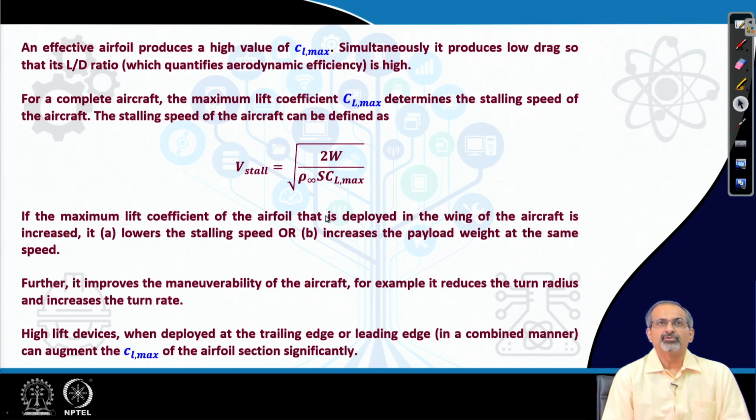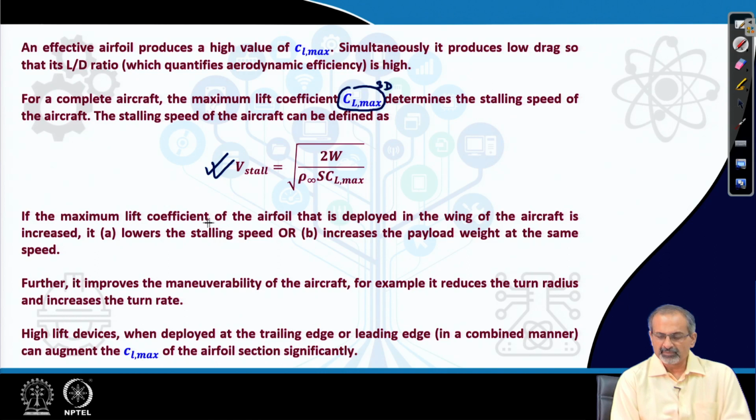An effective airfoil produces a high value of CL max and simultaneously it produces low drag, so that its L by D ratio is high, which means its aerodynamic efficiency is high. For a complete airfoil, the maximum lift coefficient in capital CL max, remember, because it is a 3D body, determines the stalling speed of the aircraft, and that stalling speed is given by this expression. If the maximum lift coefficient of the airfoil that is deployed in the wing of the aircraft is increased, it can lower the stalling speed, because an increased CL max reduces V stall.